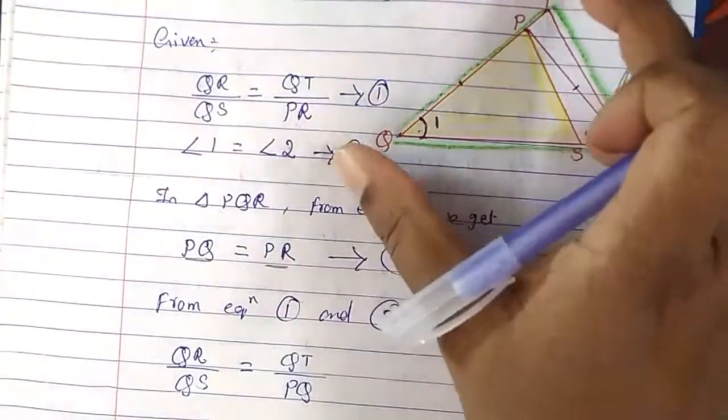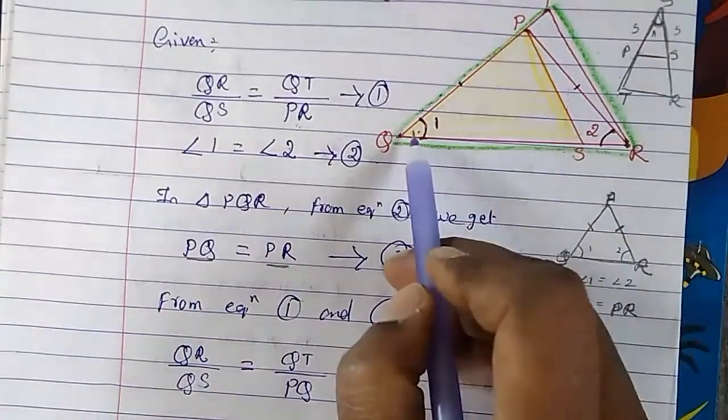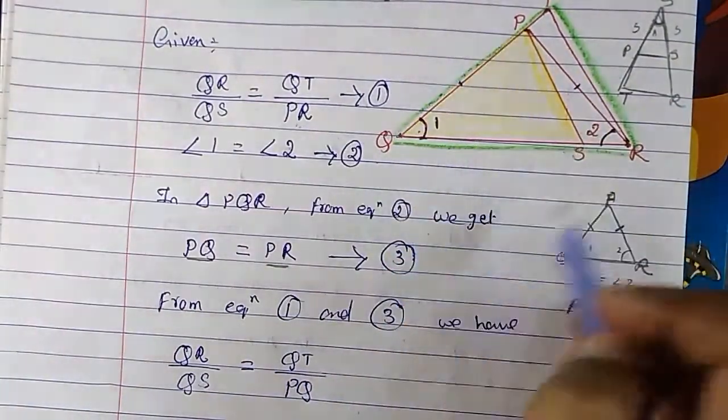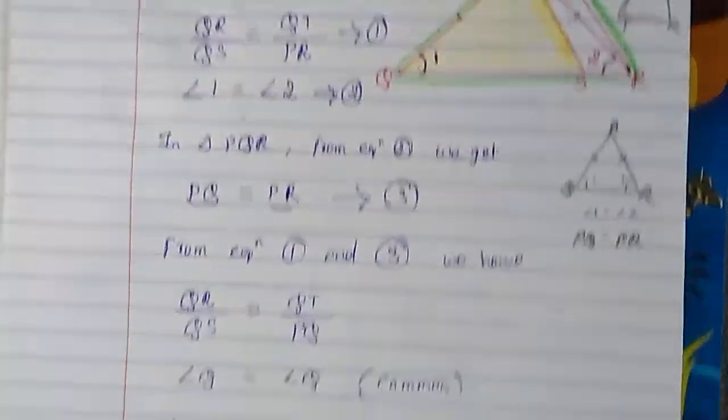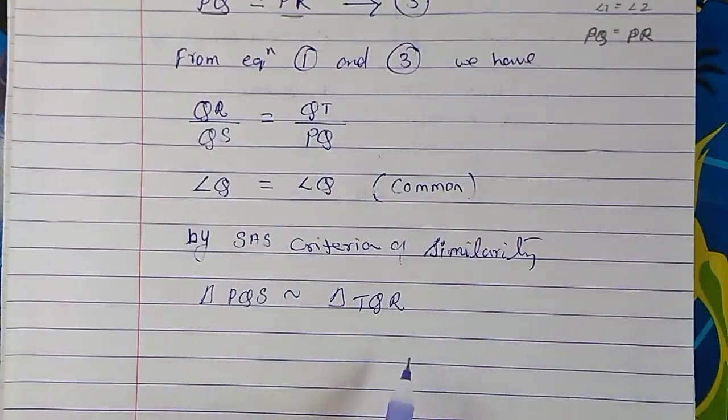So then the ratio becomes similar, and Q is common for both the triangles, and therefore by side angle side criteria of similarity, we can say both the triangles are similar. Congruent means it is equal. Here we are not studying congruence, we are studying similarity, where sizes can be different but the ratios should be equal.